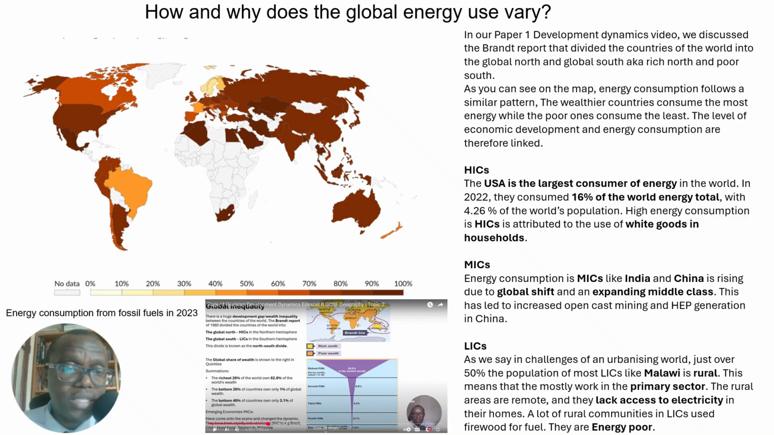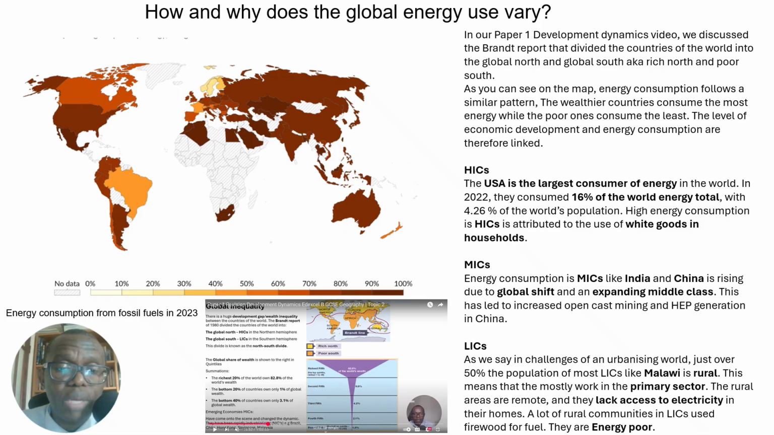Now we are going to look at three categories of countries here and talk about them briefly. The first one is HIC, so the richer countries. The USA is the largest consumer of energy in the world, and in 2022, they consumed 16% of the world's energy total. That's quite significant considering that it's only one country with 4.2% of the world's population. So you can see that they are consuming a lot of energy.